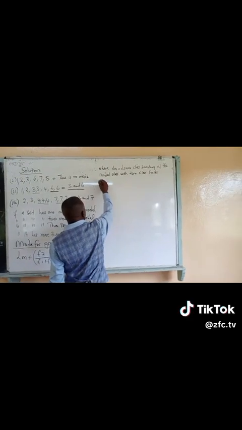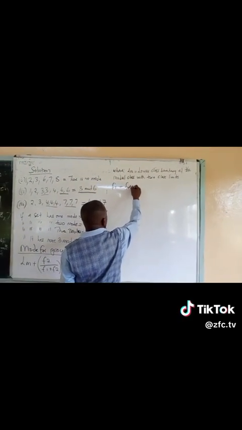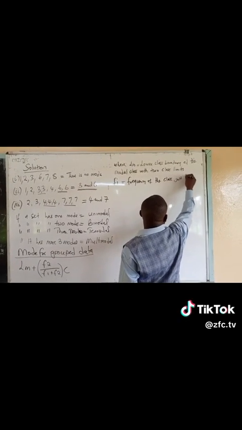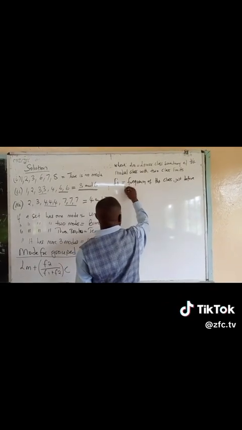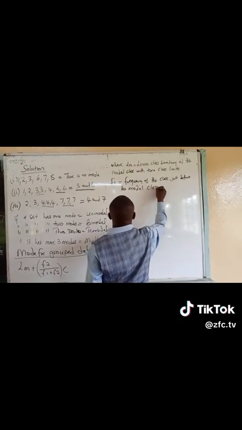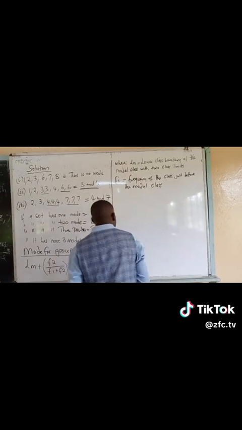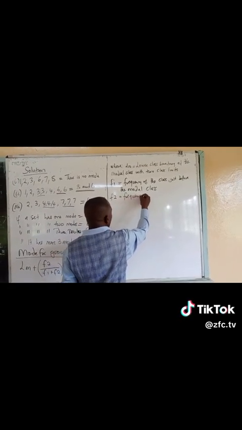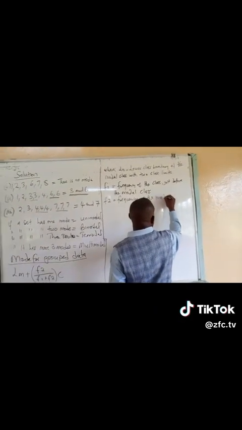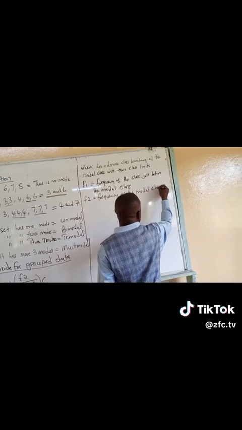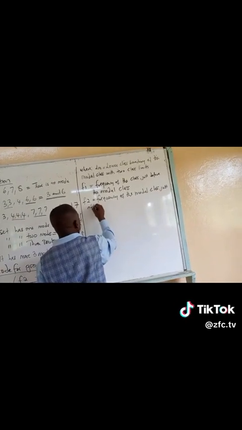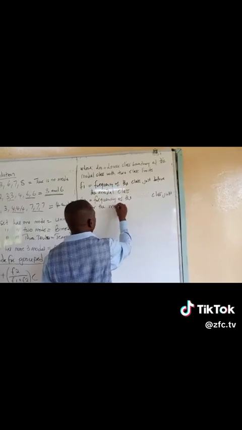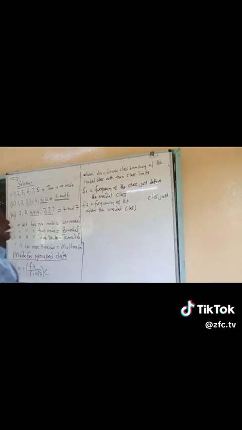F1 stands for the frequency of the class just before the modal class. F2 is the frequency of the class just after the modal class.